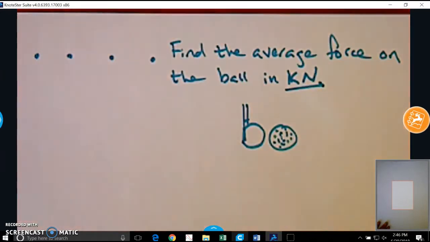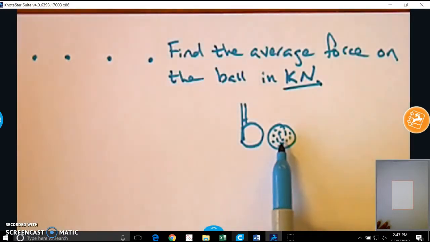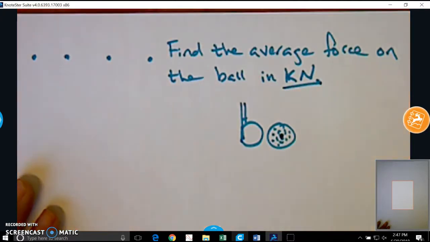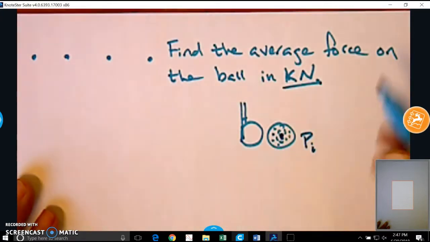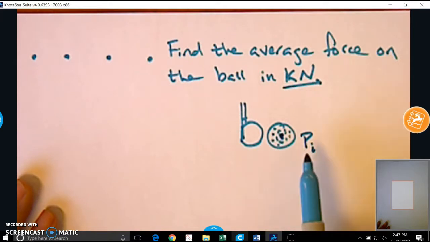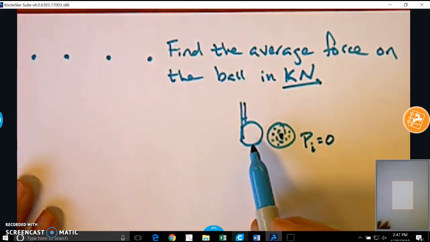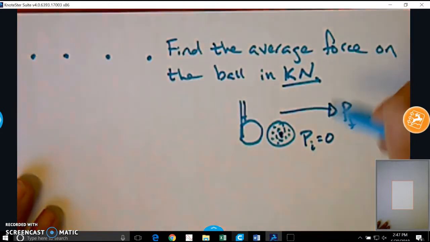So the idea of the problem is here's my golf club, here's my ball. Think about the idea first. Initially, the ball is stationary. Another way to say that is it has no momentum. Its velocity is zero. Every teacher sometimes uses different variables, but traditionally in physics, lowercase p is momentum. So its initial momentum is zero. It's sitting still. And then we're going to hit it with the club, and we're going to give it some large final momentum. And momentum is a vector, so we draw it that way.